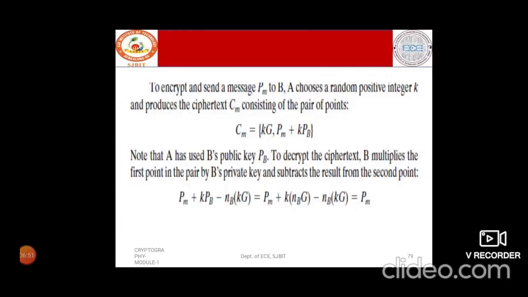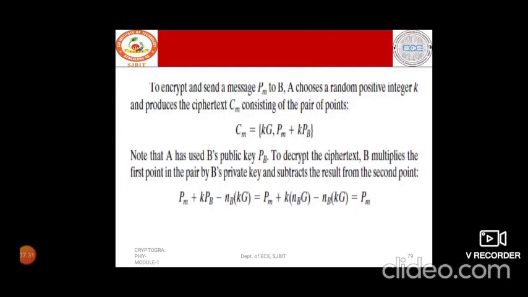To encrypt and send a message PM to B, A chooses a random positive integer k and produces the ciphertext CM consisting of the pair of points CM equal to {kG, PM + kPB}. Note that A has used B's public key PB. To decrypt the ciphertext, B multiplies the first point in the pair by B's private key and subtracts the result from the second point: PM + kPB - nB into kG is equal to PM + k into nB G - nB kG, which is equal to PM.